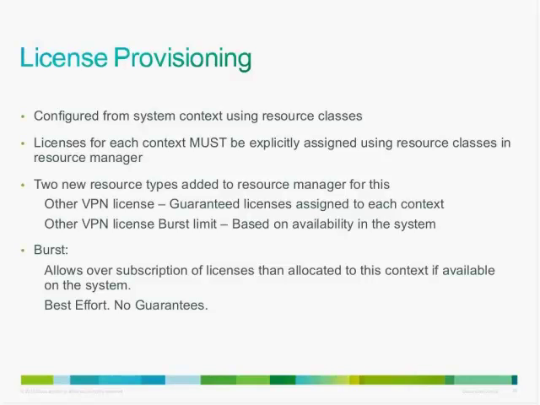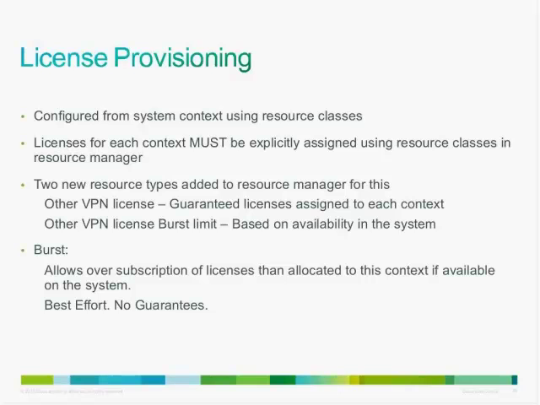Now, there are two new resource types that are added to the resource manager. So basically, you can allocate Other VPN license. That's basically the number of licenses a context can use. And the second one is the Other VPN license burst limit. The Other VPN license is straightforward, where you say a particular context can only have this many licenses, and the Other VPN burst license is basically to allow an oversubscription of the license above its limit. This will probably be explained a little bit more with the next slide. This is a sort of best effort feature where you can have a particular context go above its usage, if required.